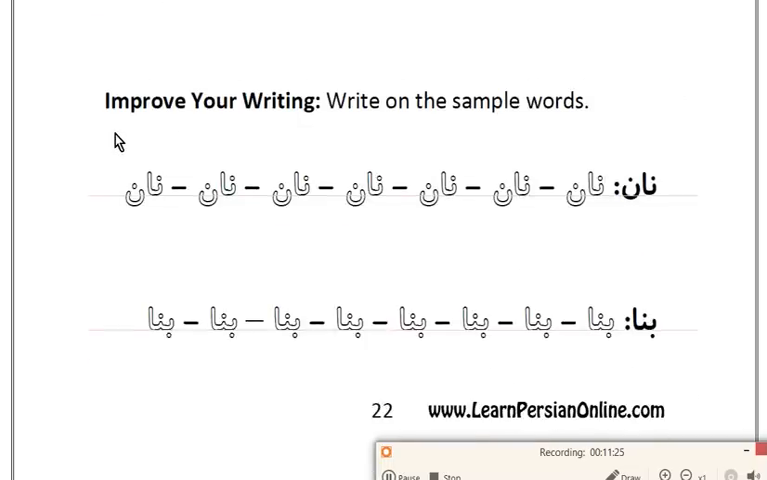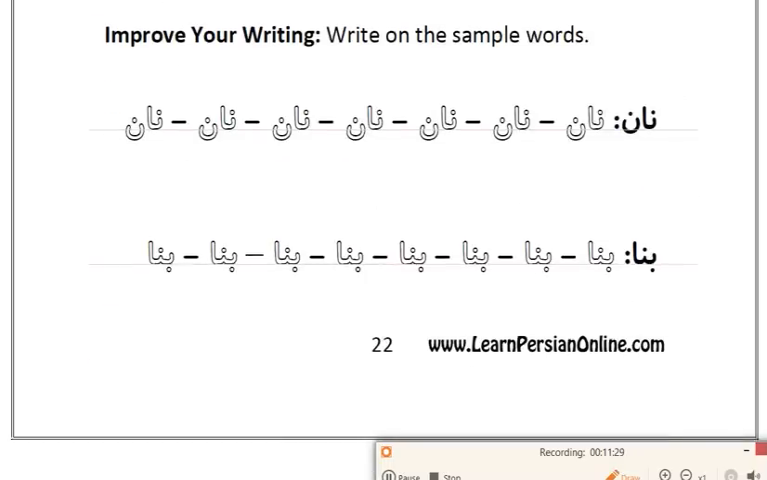Okay, let's just practice how to write these. You can just write on the letters here to improve your writing. So try to write like this, but pay attention to the horizontal line, just like that. If you have the book, you can just use this page and practice more. Or you can just use a page and draw some horizontal lines and write on it, just like that. This is non. Non means bread, and this one is bana. Bana means building. Let me just write it one more time. Bana. All right, so let's go to the next.